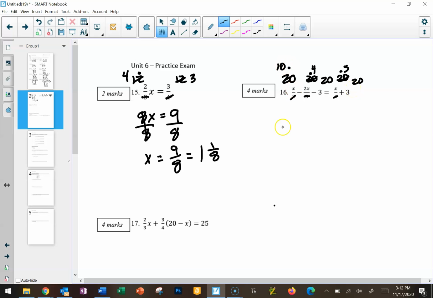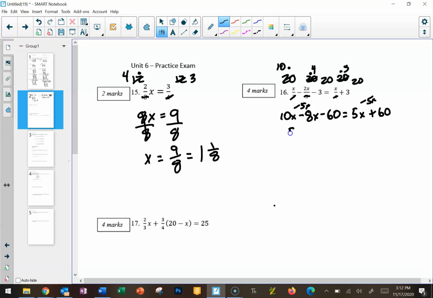We've got 10 on the top times x is 10x. We've got 4 on the top times negative 2x, so 4 times a negative 2x is negative 8x. Then we've got a negative 3 times 20, which is negative 60. And then on the other side of the equation, we've got 5 times x, both positive, so that's going to be 5x. And then we've got 20 times positive 3, which is a positive 60. So now we've got rid of all the fractions, and we can just simplify. Let's bring our x's to this side. So I'm going to subtract 5x from both sides.